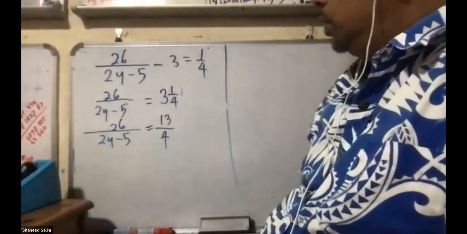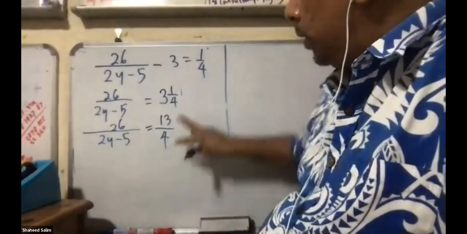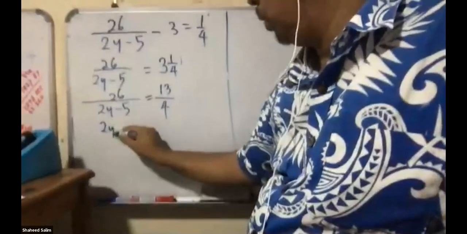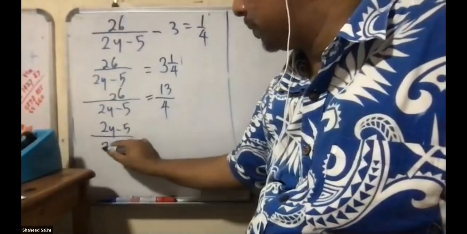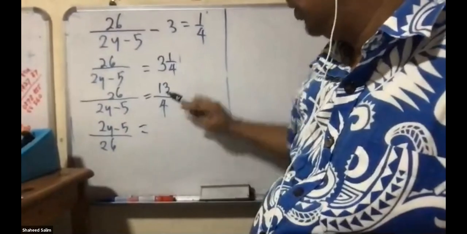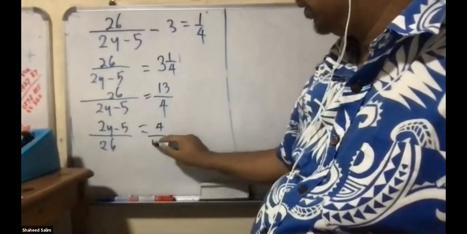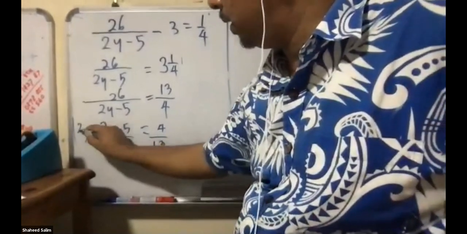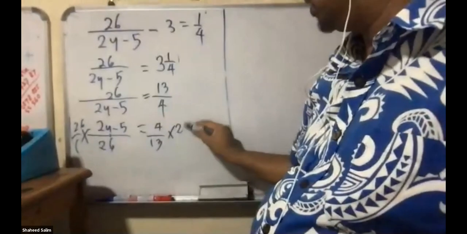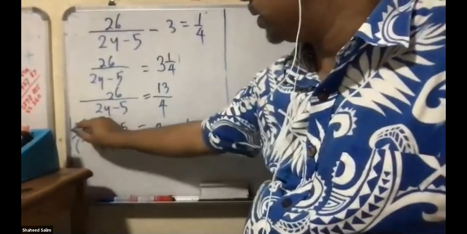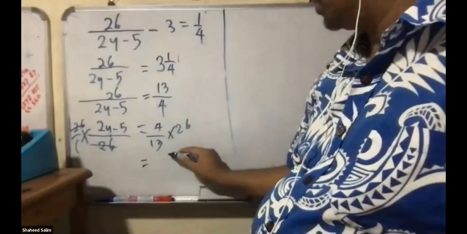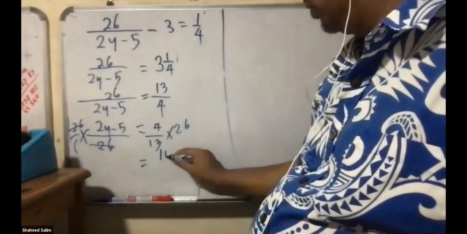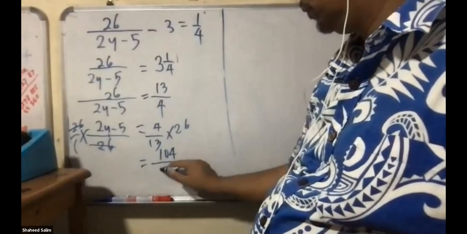Okay, now what do you want to find? You want to find y, right? Okay, we can flip. So 2y minus 5 over 26 equals to 4 over 13. Now you times by 26 here and times by 26 here. Why? To get rid of the 26 here. So you get 4 times 26 is equals to 104 over 13.